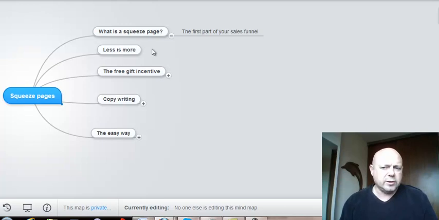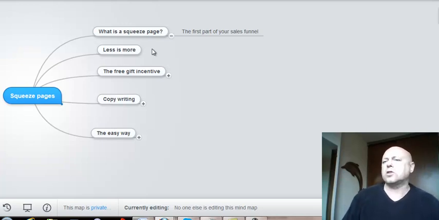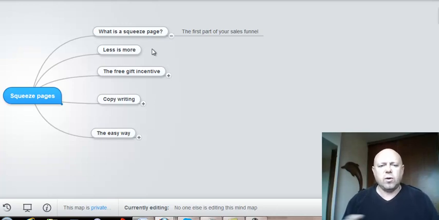And if you think about what a squeeze page is, as we've discussed already, it's there solely for one purpose, to capture an email. Then the less you make people do, the better. So I think less is more is definitely an advantage. Just a few lines of good copy.